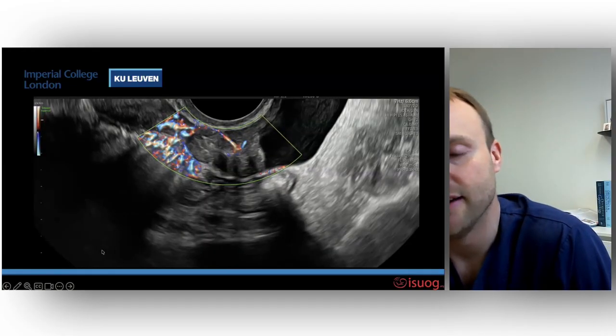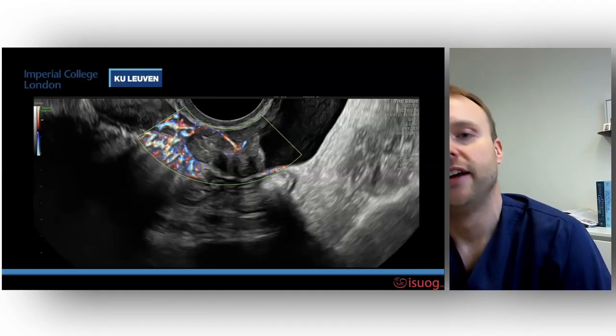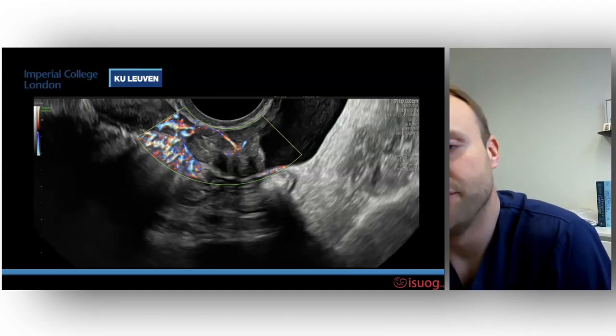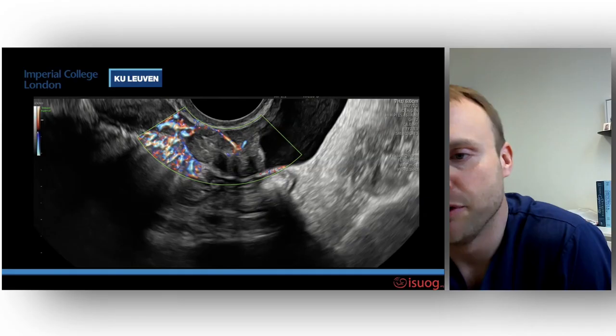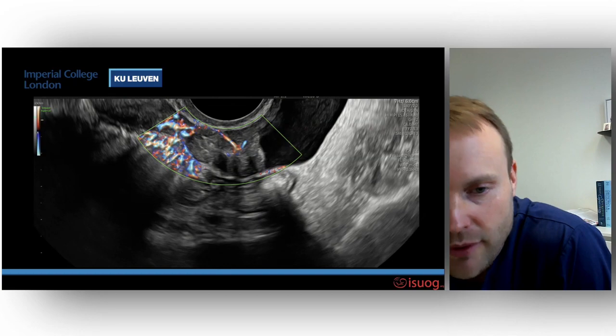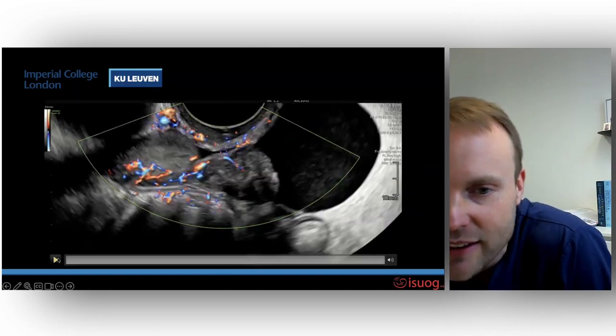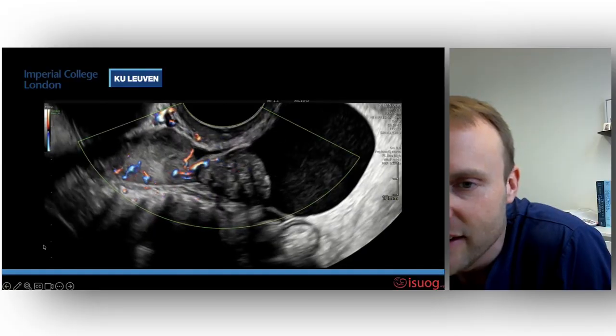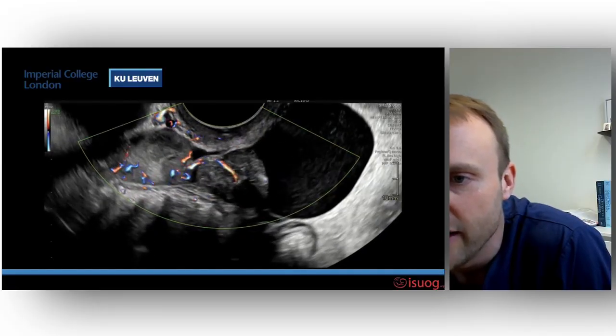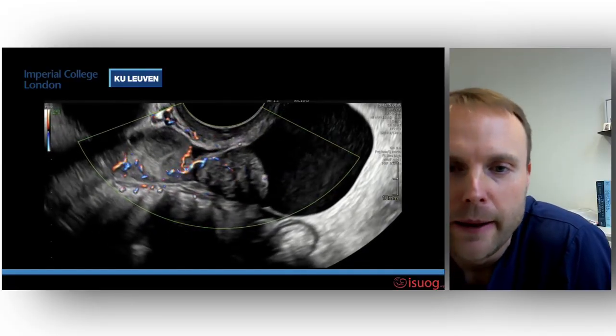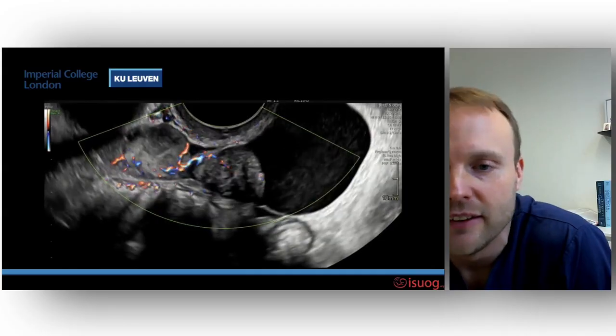The height is at least 3 millimeters. We have at least one diameter of 3 millimeters, so it's a solid component, and it's protruding at least 3 millimeters into the cyst cavity. So we have the definition of a papillation. Going back, Nina, maybe to the previous slide, sorry for that, we see that the cystic area is quite anechogenic, as you can see, and it's attached there to the ovary.